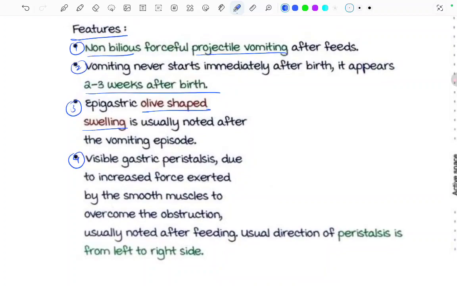So what are the features that we will see in a child with IHPS? Non-bilious projectile vomiting. Vomiting starts 2 to 3 weeks after the birth. There is an olive-shaped swelling, and there will be a visible gastric peristalsis, and the peristalsis will be from the left to the right side.